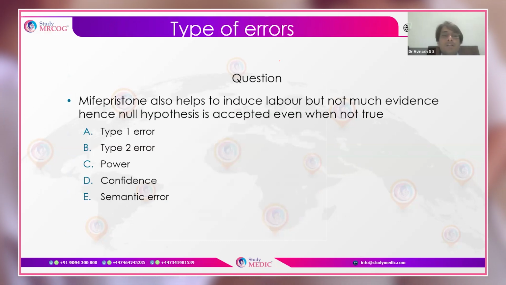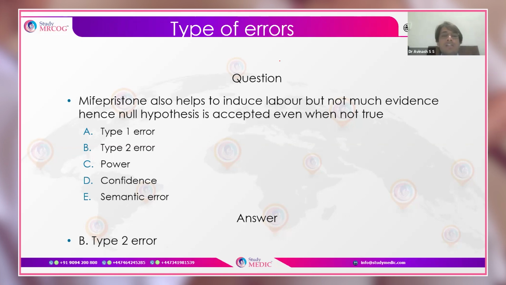Now, another question is on the type of errors. Here, mifepristone also helps to induce labor, but there is not much evidence. Hence, the null hypothesis is accepted even when not true. That means mifepristone, which is used to induce labor, has not much evidence, so the null hypothesis is accepted even though it is not true. So what is it? Is it type 1 error, type 2 error, power, confidence, or a semantic or literature type of error? The answer is type 2 error.